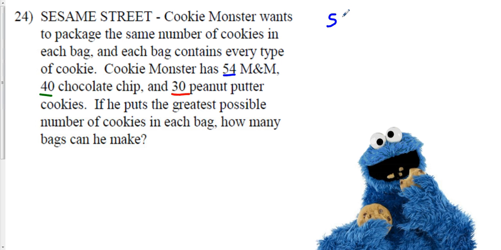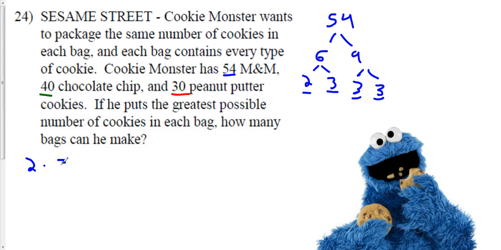So let's start with 54. We can break down into 6 times 9. Neither of these are prime because 6 we can break into 2 and 3. Those are both prime now. 9 we can break into 3 and 3. So those are prime. So 54 would be 2 times 3 times 3 times 3.